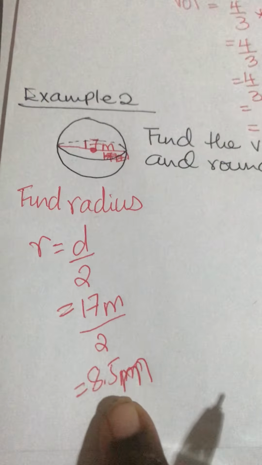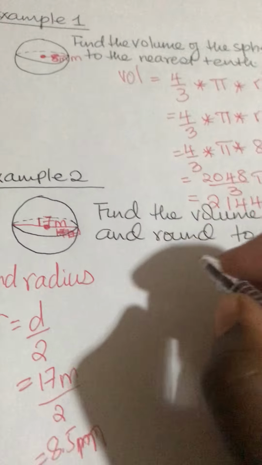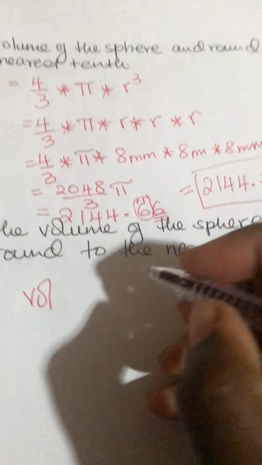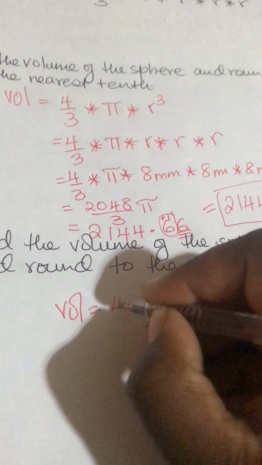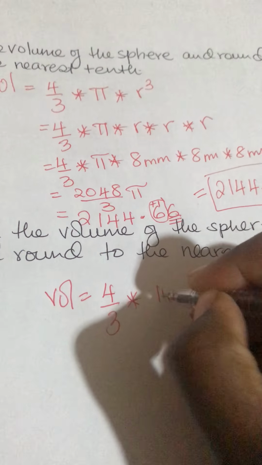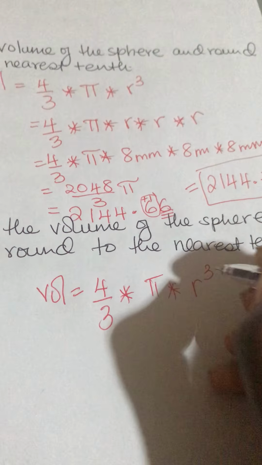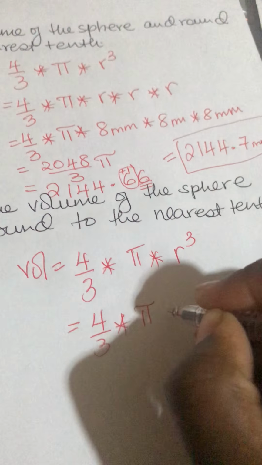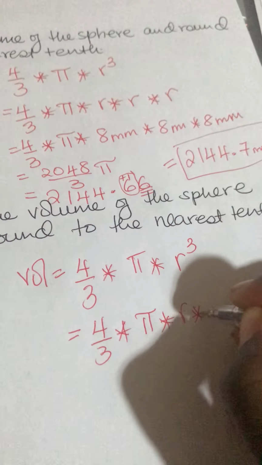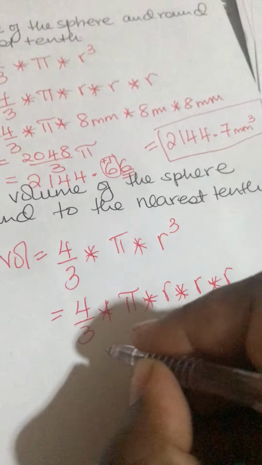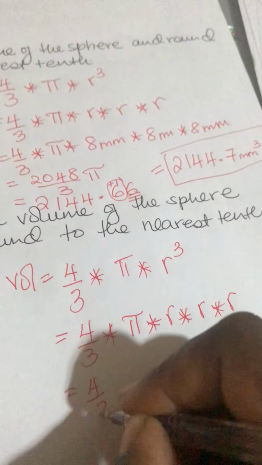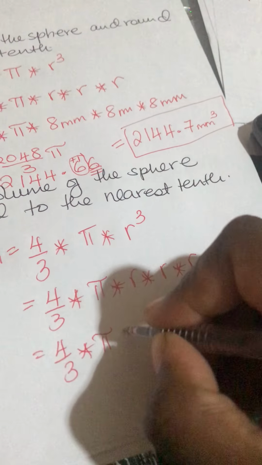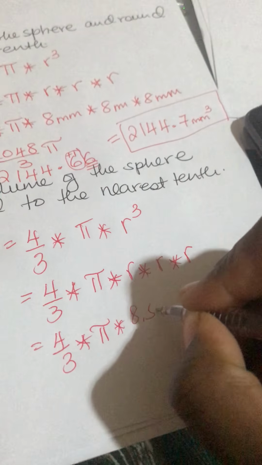Then I use this radius to find the volume of the sphere. And how will I do that? I will write volume equals 4/3 times pi times radius cubed. Then what do I do? 4/3 times pi times radius times radius times radius. Then I put my values or my dimensions. My radius is 8 5/10 meters.